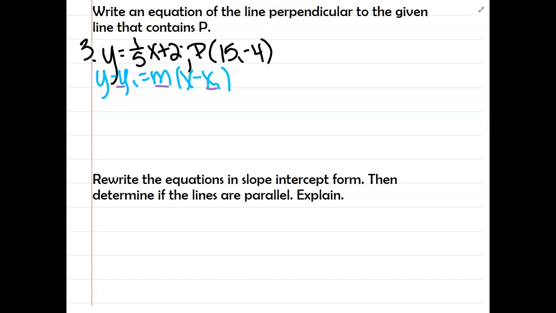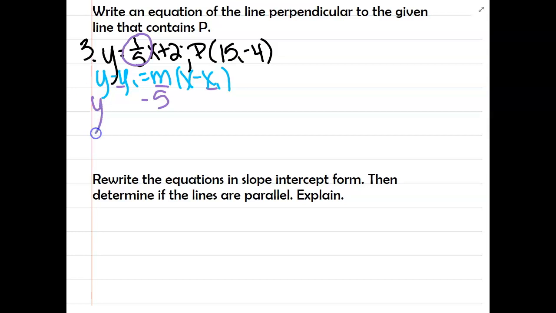Now, the slope of this line is 1/5. The slope of a line perpendicular to this line needs to be the opposite reciprocal. So we flip the sign and flip the fraction. So what slope am I going to use? -5. Very good. Negative, flip the sign, and 5. 5/1, we could just write that as 5.